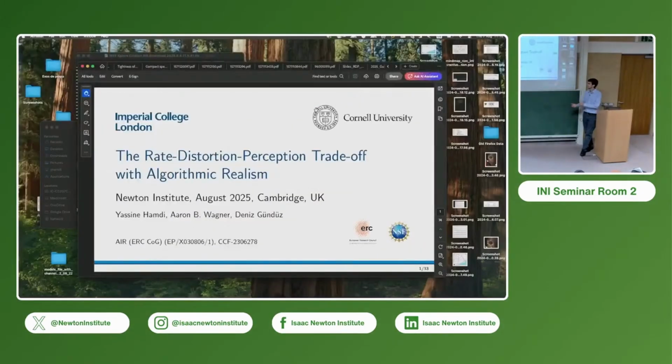I'll be talking about a very similar problem, but in my case, we have to do compression. So we can't just take the original source and translate it the best we can or reconstruct it the best we can. We have to discard information. This is the main difference.